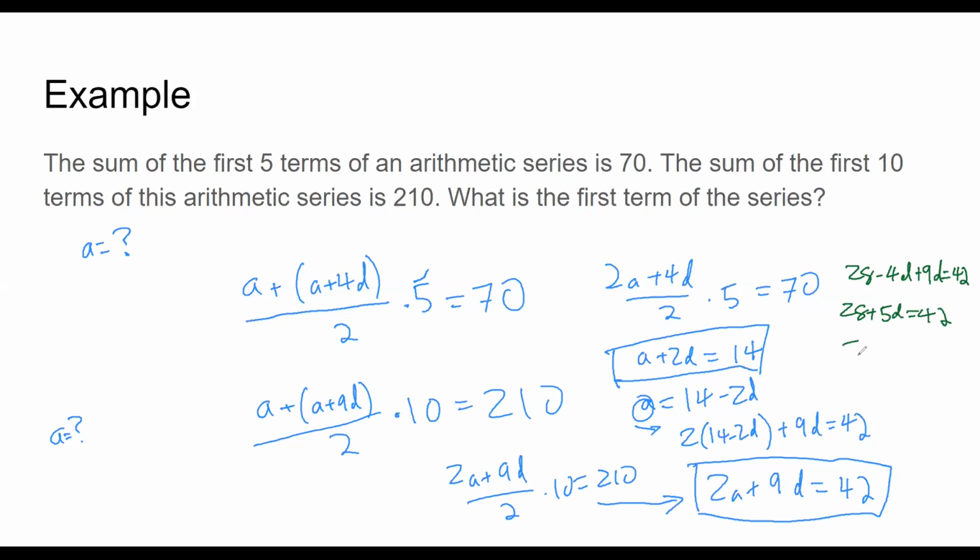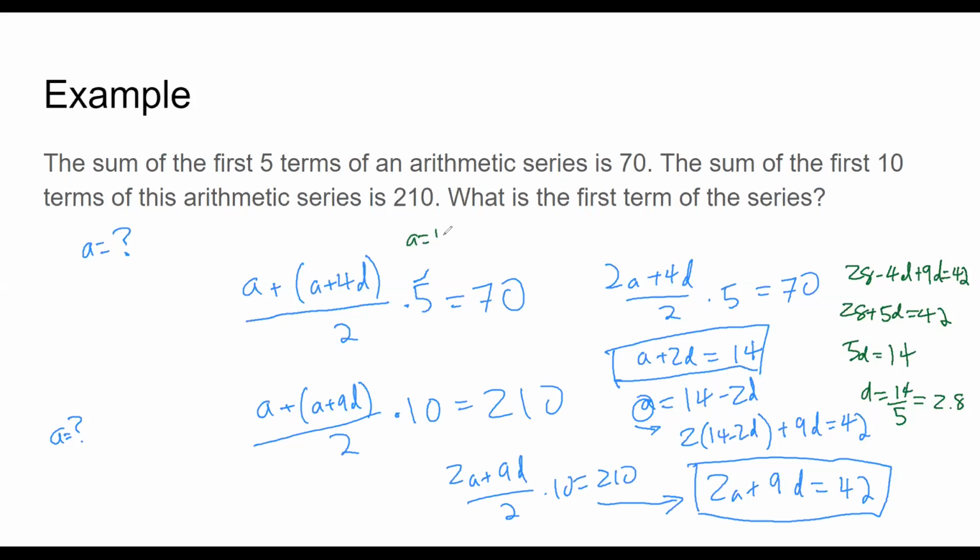And then 5D is equal to 42 minus 28. That's going to give us 14. And then D will be 14 over 5, which is 2.8. And they wanted the first term of the sequence, so it probably would have been smarter to solve for A instead of solving for D, but we can just substitute it back in. It's not a big deal.